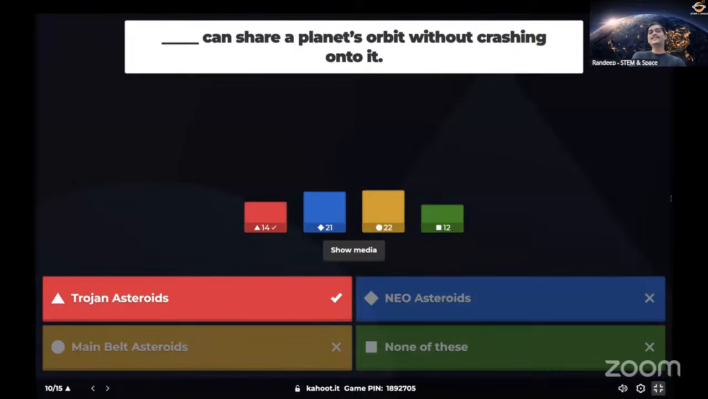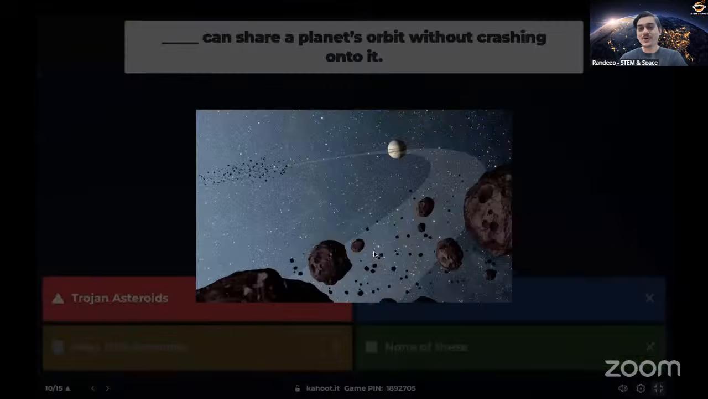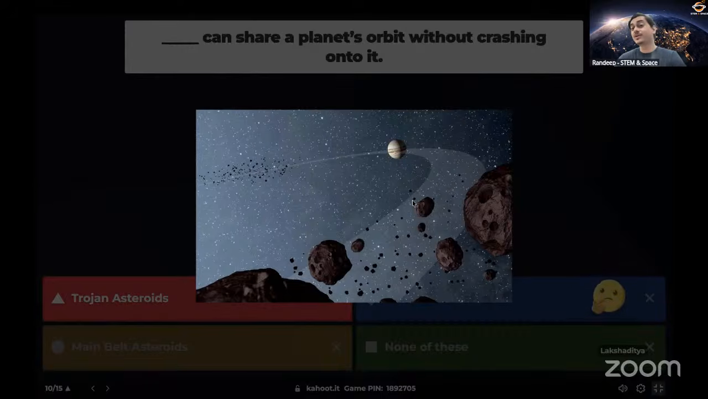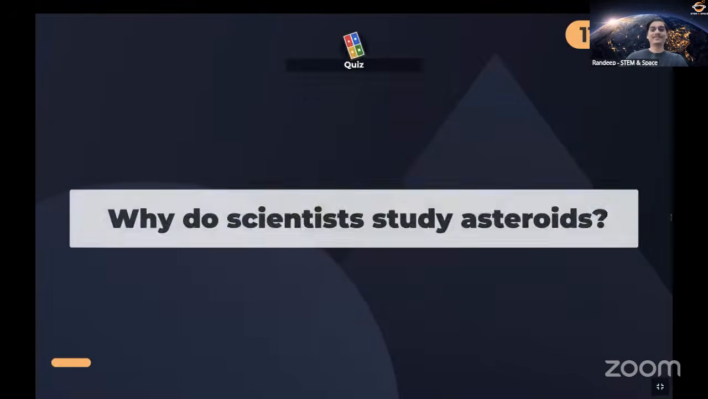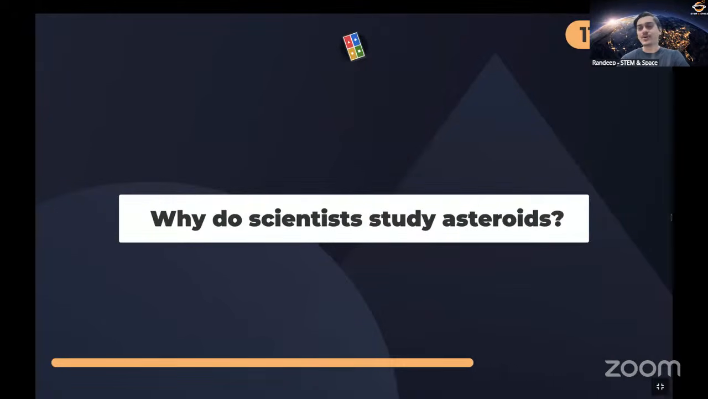The correct answer is actually Trojan asteroids, because those are the ones which can share a planet's orbit without crashing into it. So, for example, here you can see these are all the asteroids of Jupiter. These are Jupiter Trojan asteroids, which share much of their orbit with Jupiter's orbit, but they do not collide with Jupiter. So, that's how the Trojan asteroids work. Few people were able to answer it, but we had covered it during the recap as well. No worries, let's move to the next one. Why do scientists study asteroids?